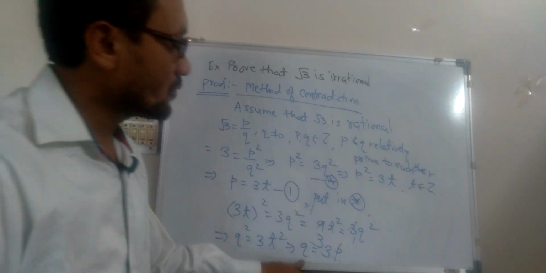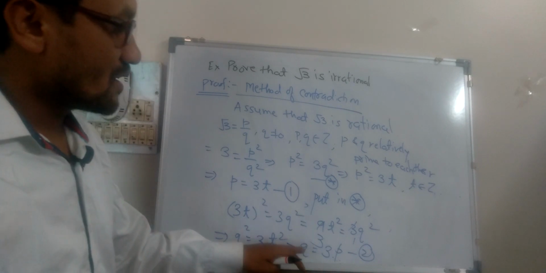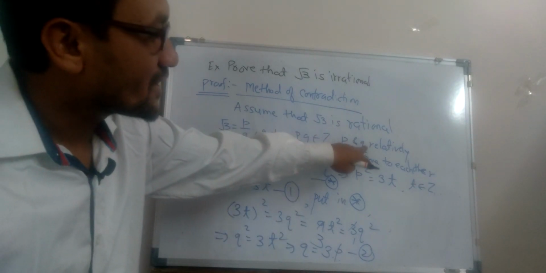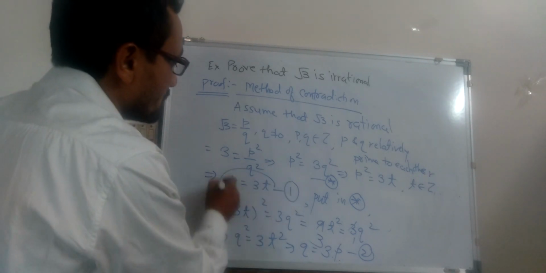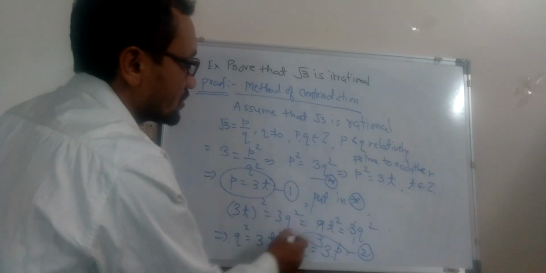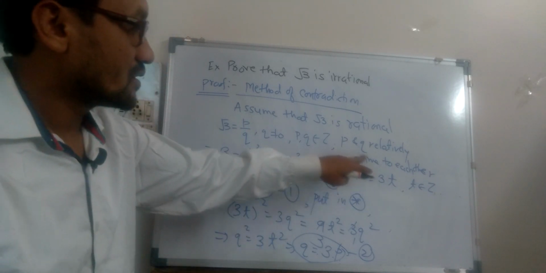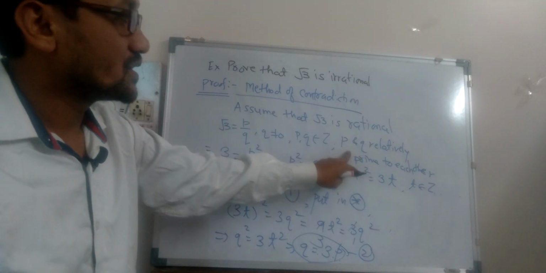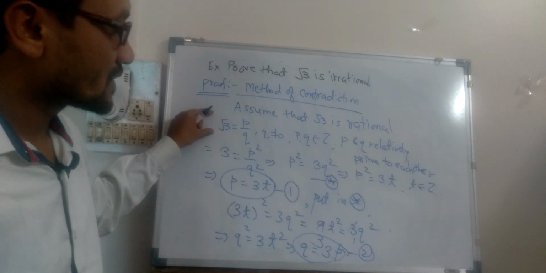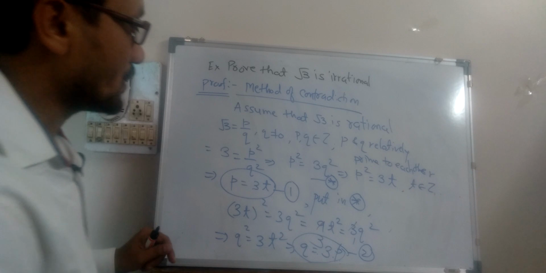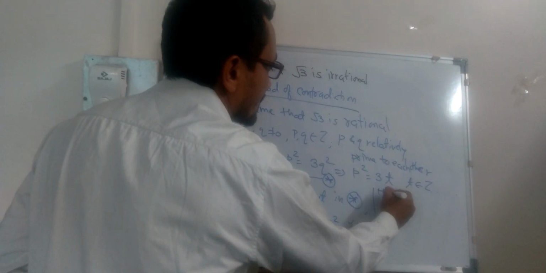So from this, q is also a multiple of 3. But what we assumed here is that p and q are relatively prime to each other. What we are getting is that p is a multiple of 3 and q is also a multiple of 3. 3 is common in both. This contradicts our assumption, so they are not relatively prime to each other. So whatever we assumed is incorrect. Ultimately, this is the contradiction here.